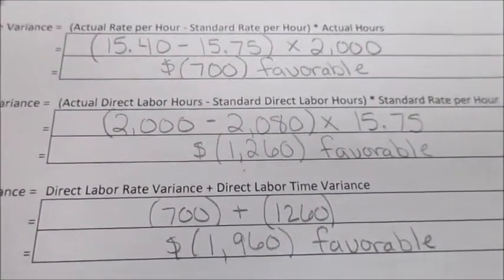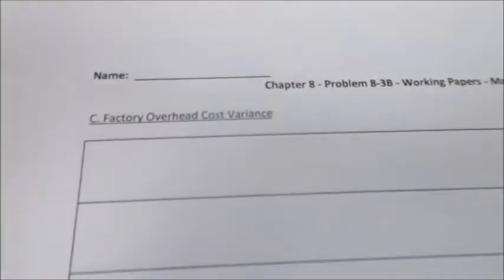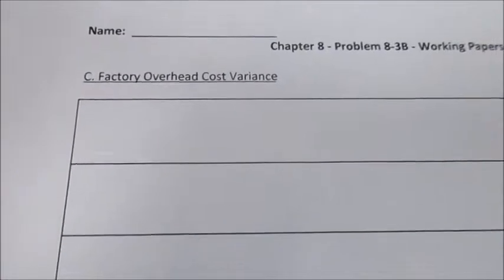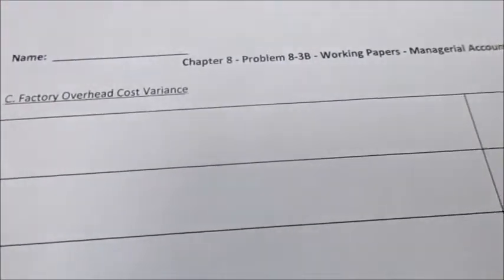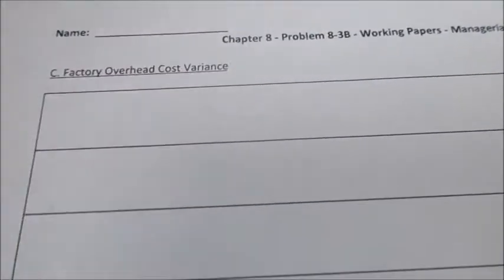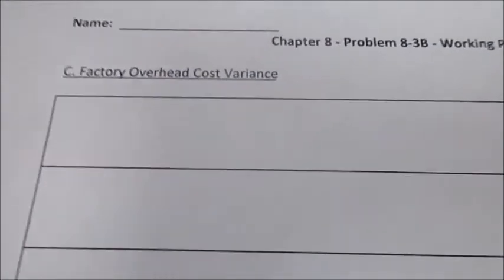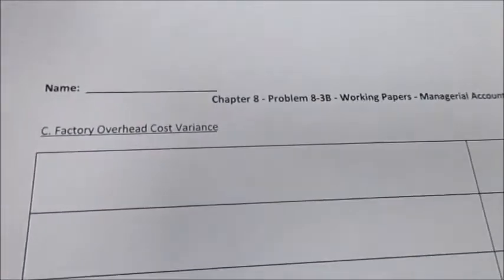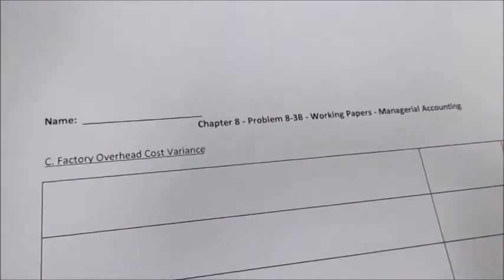Okay. Now the next one is going to be a little bit different. We're going to be doing our factory overhead cost variance. This one is a little more in-depth than the other two, a little different mathematically. The first thing we have to figure out is our variable factory overhead controllable variance, and that's a mouthful.